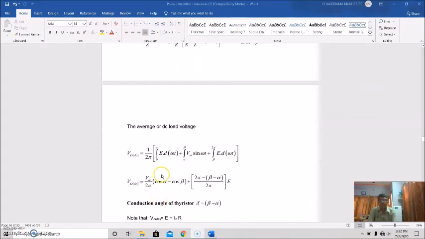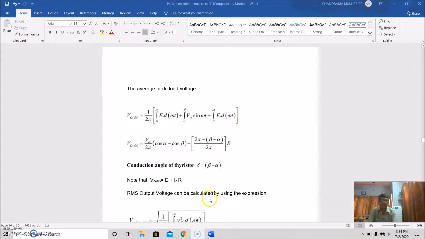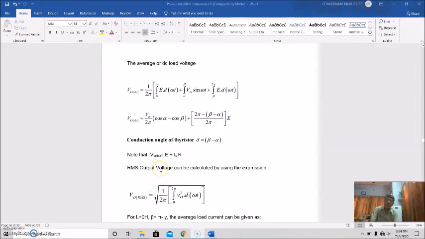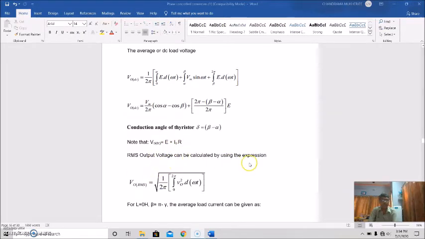The average DC voltage in that case will be 1 by 2 pi integrated over the time period 0 to 2 pi, and this is the value. The conduction angle for the thyristor delta will be beta minus alpha, and note that the output DC voltage is equal to E plus I naught R. The RMS output voltage can be calculated by using this expression.